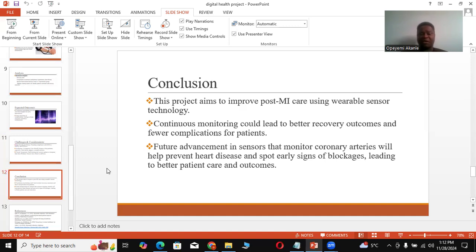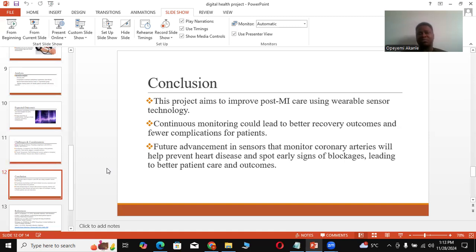Further advancement in sensors that can monitor the coronary artery can help prevent heart disease and spot early signs of blockage, leading to better outcomes for these patients. If we can develop a sensor that can monitor the coronary vessel itself, this will help us intervene in taking care of these patients.